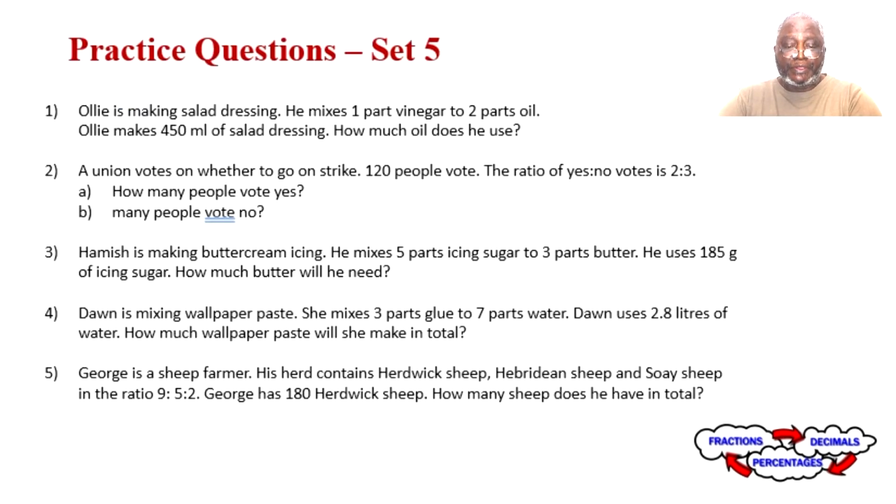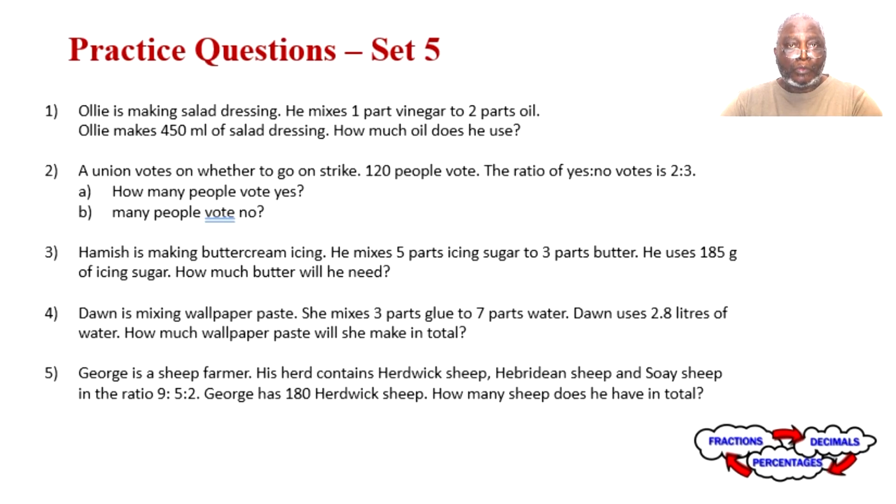Practice questions, set 5. Question 1. Oli is making salad dressing. He mixes 1 part vinegar to 2 parts oil, and Oli makes 450 ml of salad dressing. How much oil does he use? Question 2. A union votes on whether to go on a strike. 120 people vote. The ratio of yes to no votes is 2 to 3. A. How many people voted yes? B. How many people voted no?